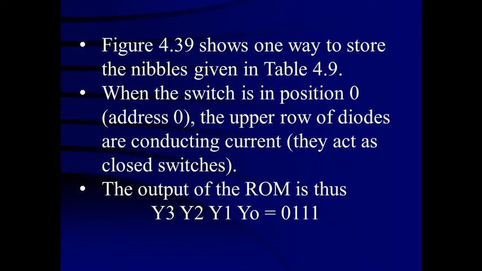Figure 4.39 shows one way to store the nibbles given in Table 4.9. When the switch is in position 0, address 0, the upper row of diodes are conducting current. They act as closed switches and the output of the ROM is thus Y3, Y2, Y1, Y0 equal to 0, 1, 1, 1.